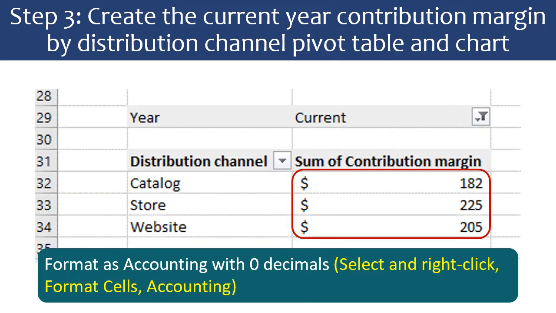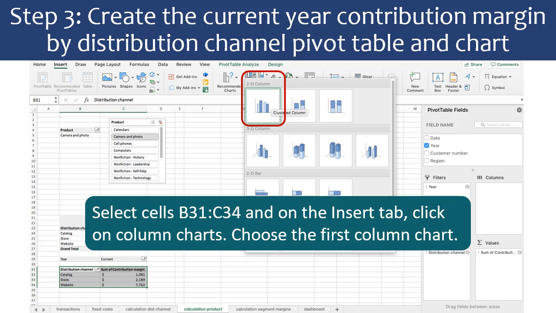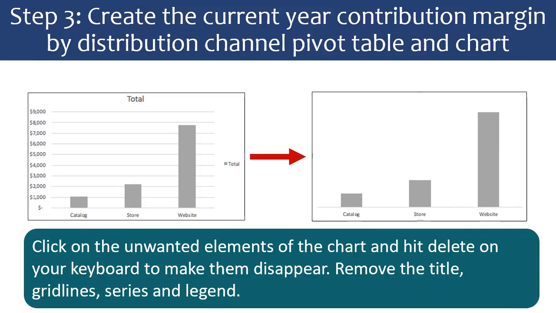Format as Accounting with 0 decimals. Select and right-click, Format Cells, Accounting. Select cells B31 through C34, and on the Insert tab, click on Column Charts. Choose the first column chart. Click on the unwanted elements of the chart and hit the Delete key on your keyboard to make them disappear. Remove the title, grid lines, series, and legend.